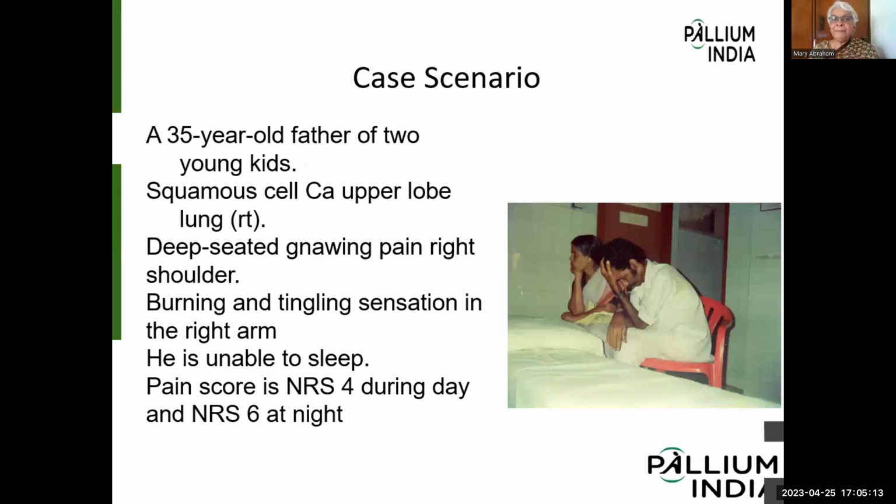To start with, let me start with a case scenario. A 35-year-old father of two young kids. He had squamous cell carcinoma in the right upper lobe of the lung. Pain was a deep-seated, gnawing pain in the right shoulder, with a burning and tingling sensation in the right arm. He was unable to sleep at night. During the day, his NRS was 4/10, and at night it was 6.